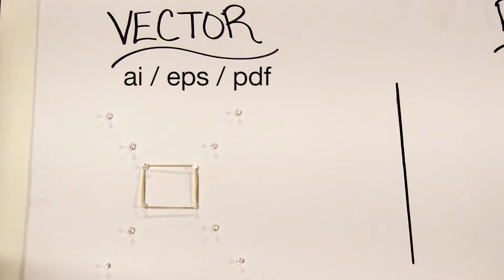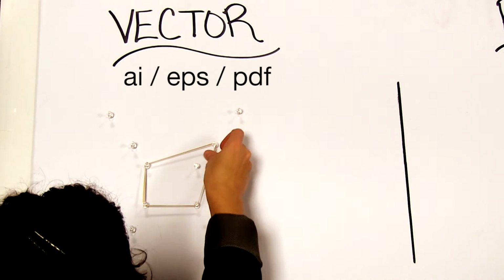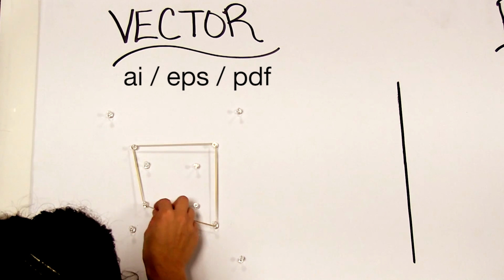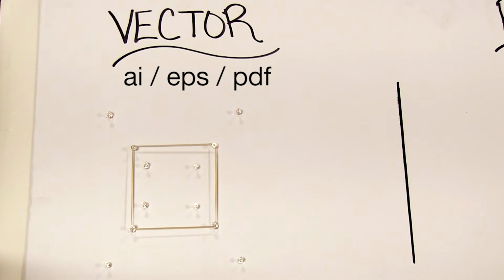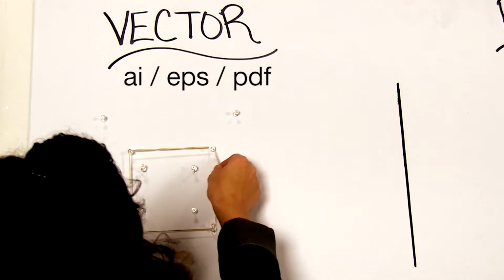The main difference between vector versus raster artwork is that vector images can be sized to any size without losing quality. So as you can see, we have a square here in the middle, and I'm just going to resize it by stretching it a little bigger. And this is just like vector images. As you can see, the square is still a square after I've made it bigger. What makes vector images great is that you can resize them to any size.